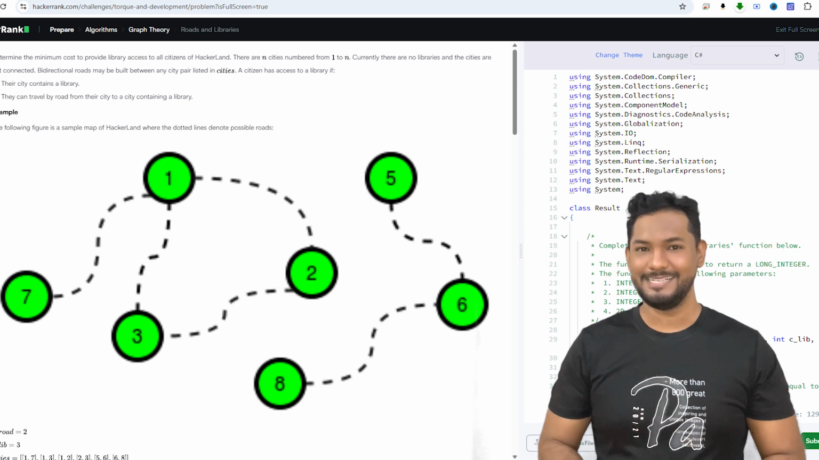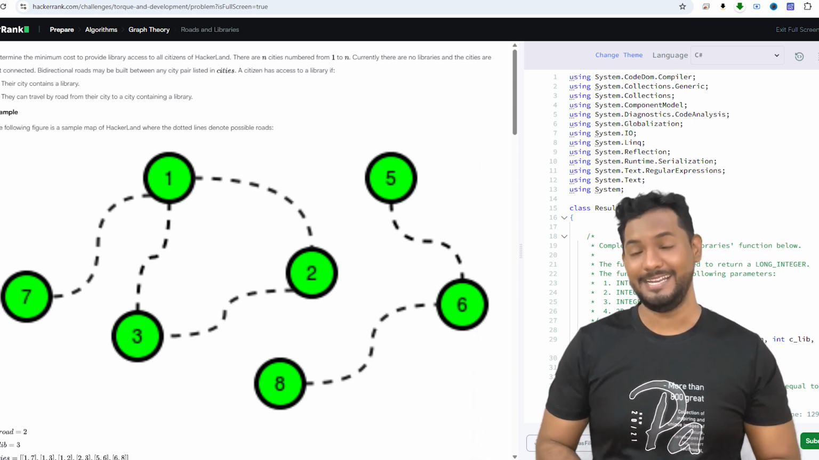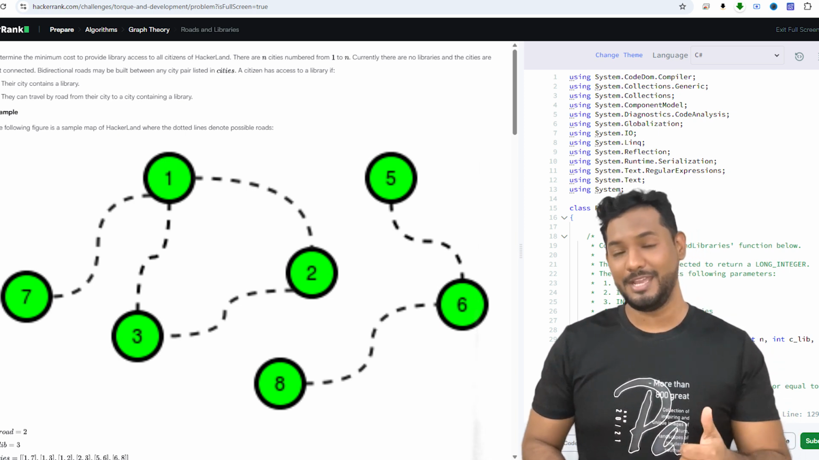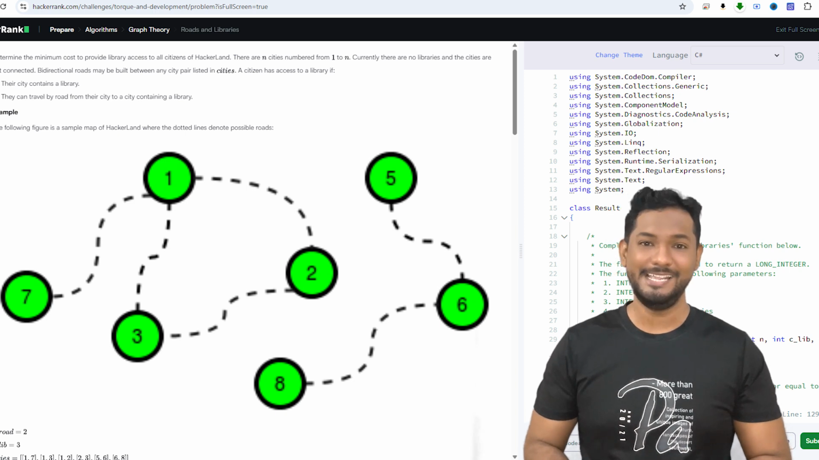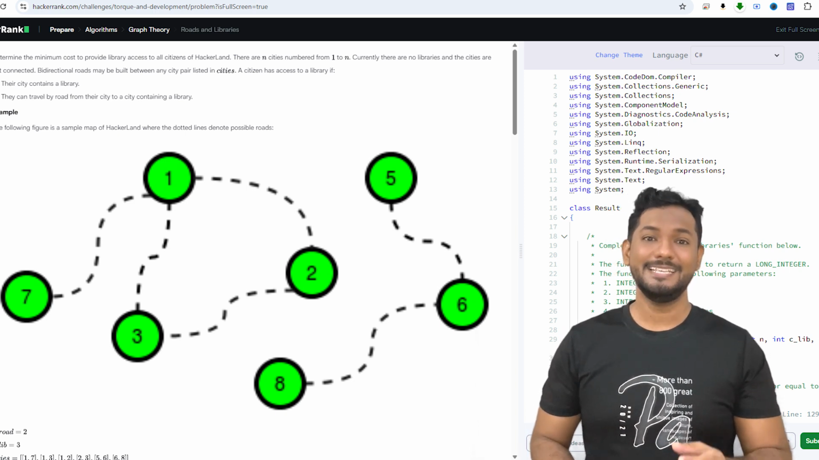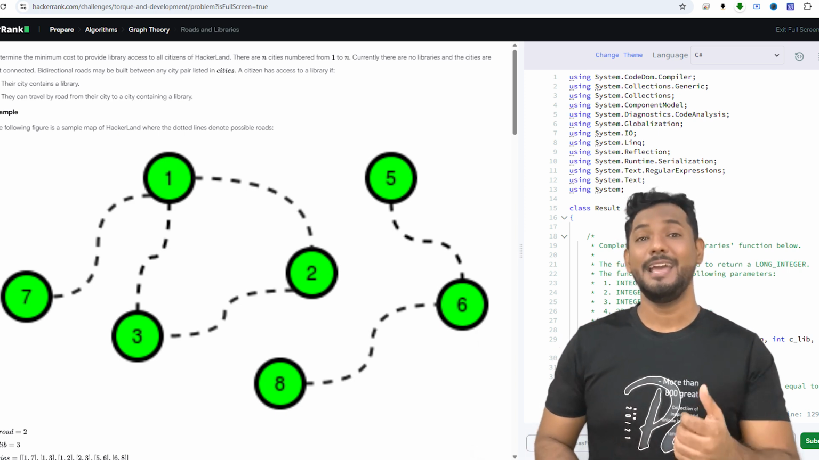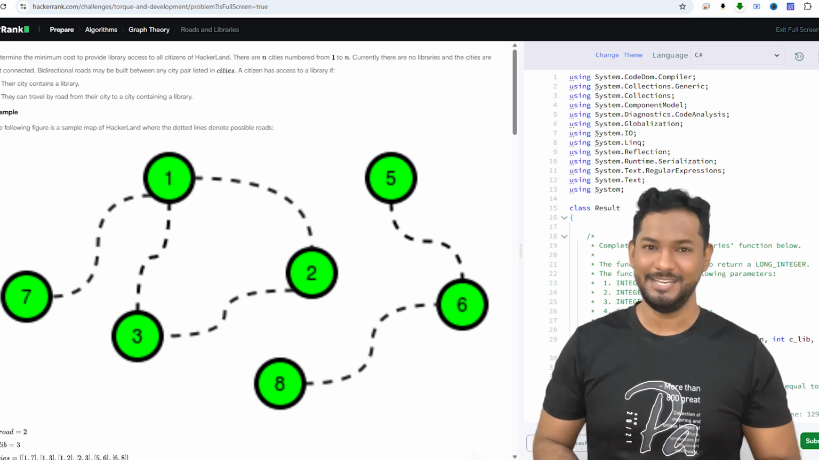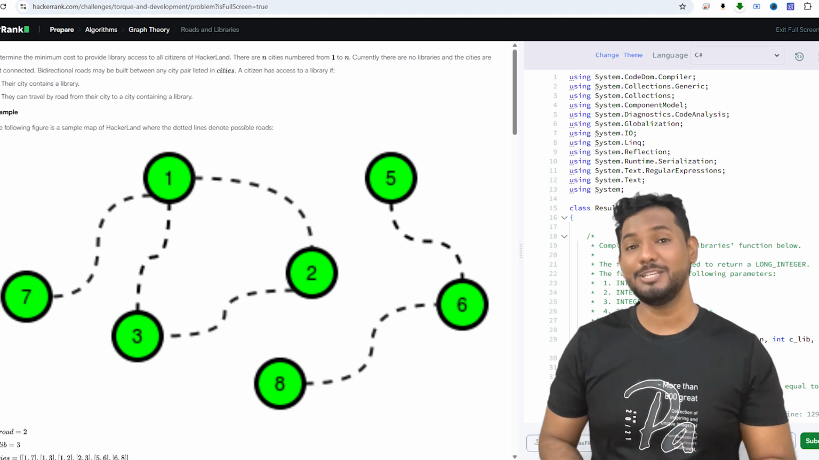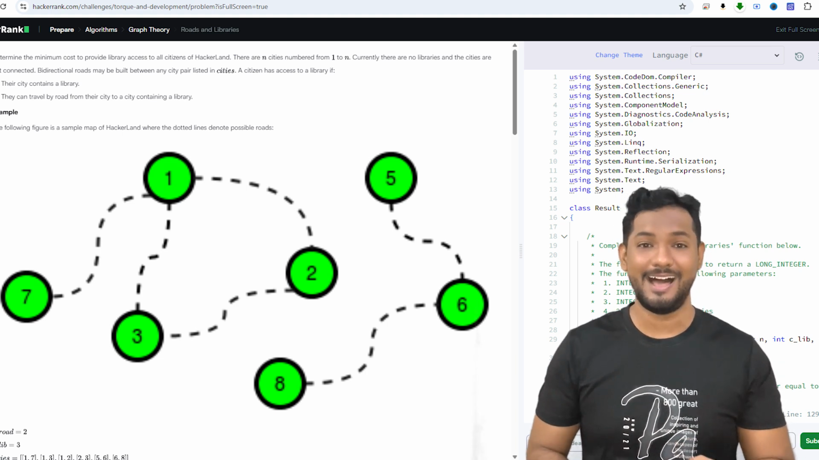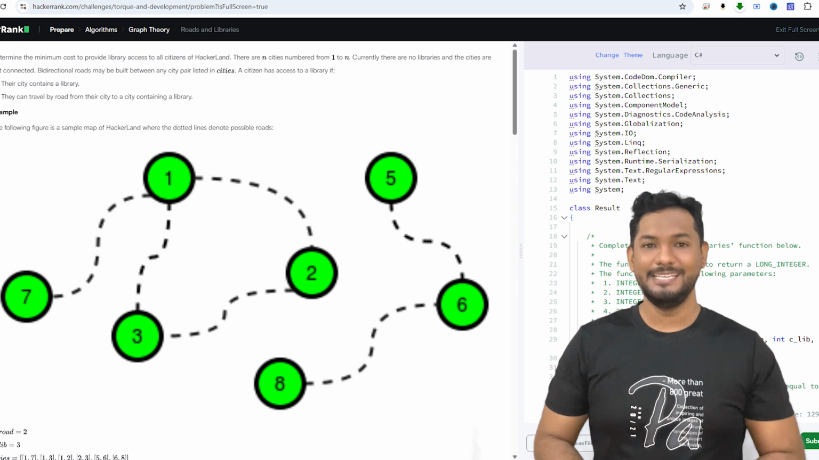Now moving on to the next concept, how do we identify these connected components? We can use graph traversal techniques like DFS or BFS. Essentially, we'll build a representation of our cities and roads using an adjacency list. The structure allows us to keep track of which cities are directly connected. Here's how the process works.